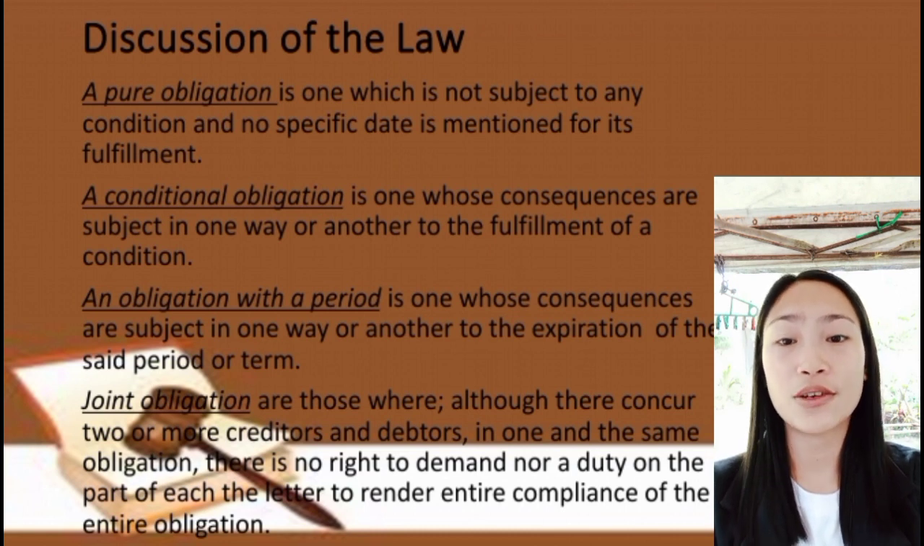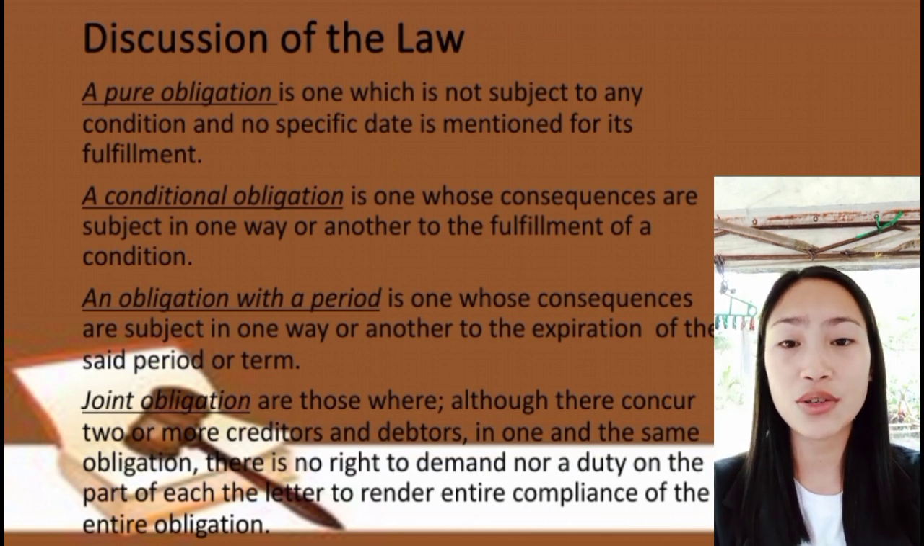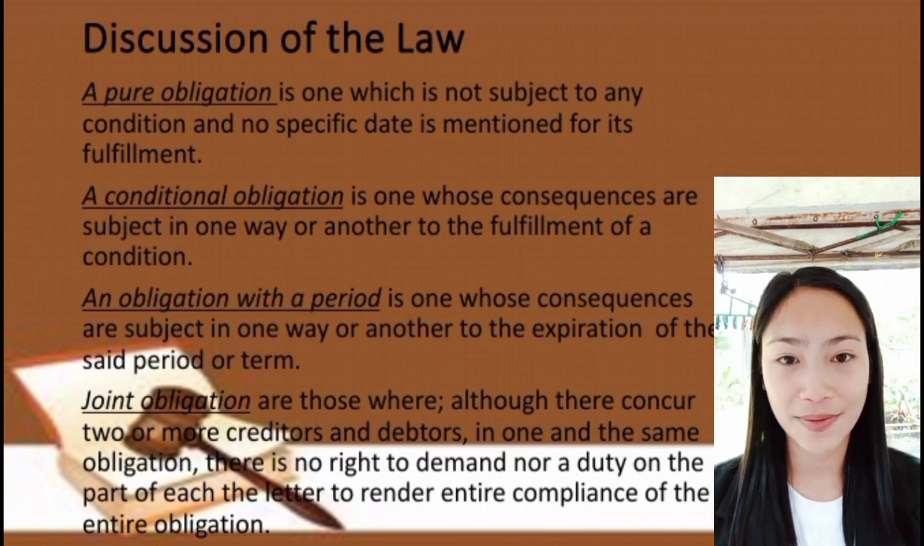Then, joint obligations are those where, although two or more creditors and debtors concur in one and the same obligation, there is no right to demand, nor a duty on the part of each of the latter, to render entire compliance with the entire obligation.